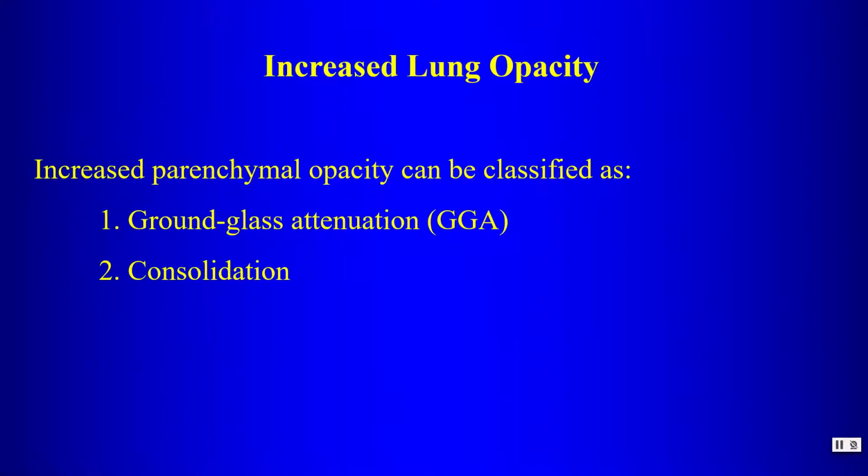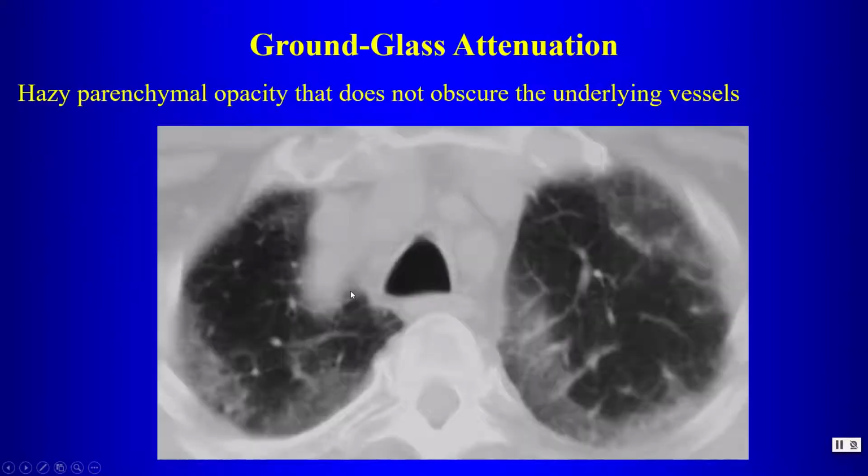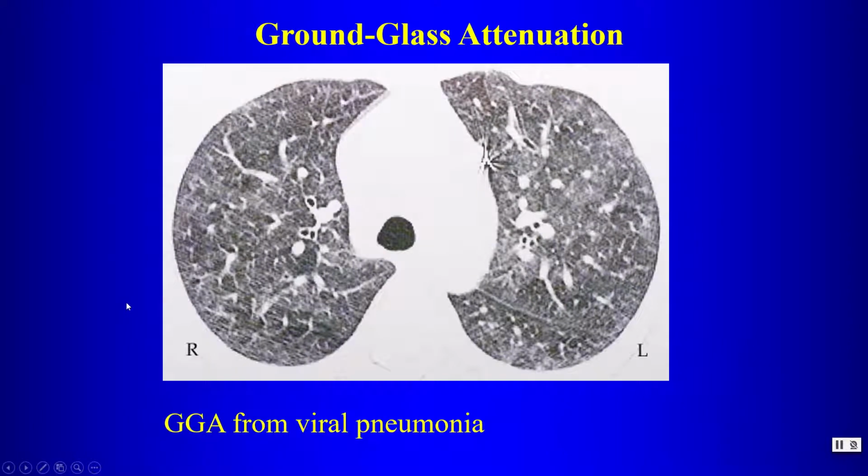So let's move on now to diseases that give you increased lung opacity. So if we're talking about increased lung opacity, we might be talking about ground glass attenuation, or we might be talking about consolidation. So the definition of ground glass attenuation, this is a purely descriptive term. This is a hazy parenchymal opacity that does not obscure the underlying architecture. So you have hazy opacity here, but you can still see the blood vessels here through the hazy opacity. So we call that ground glass.